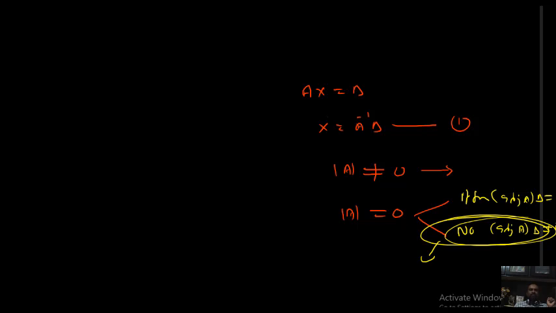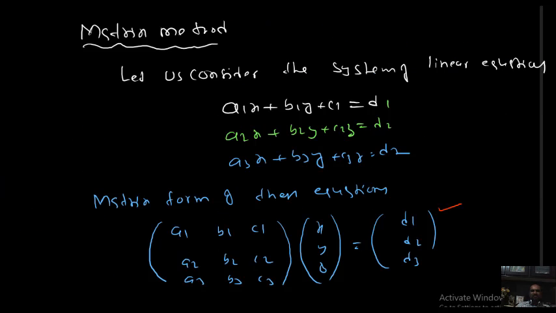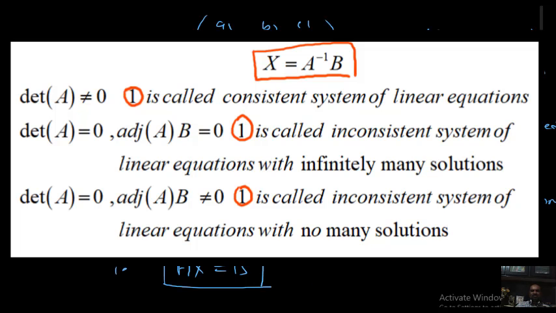Okay, students. Note: x equal to A inverse into B. First one, det A is not equal to 0, then I want to take this as 1, that is a system of linear equations.